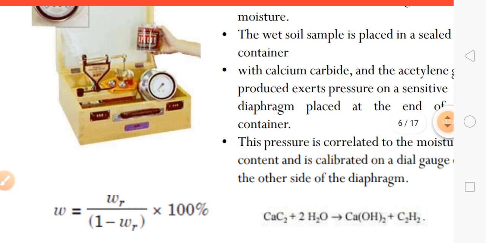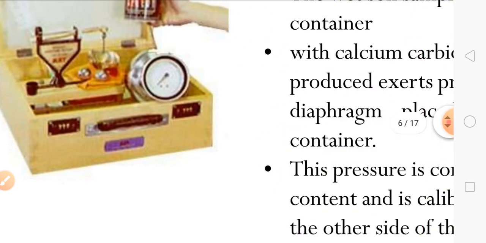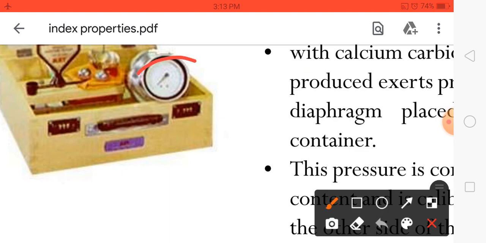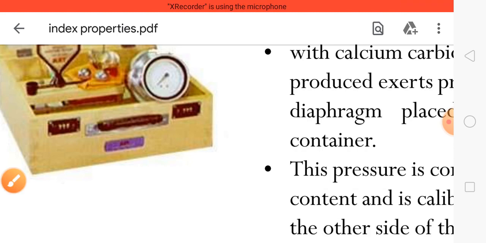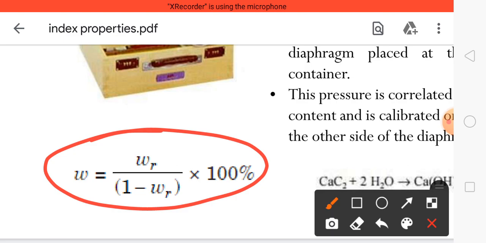In this method we are mixing the wet soil with calcium carbide. The water present in the soil sample will react with calcium carbide and acetylene gas is produced, and this gas will create some pressure on the sensitive diaphragm fixed in the airtight container, due to which we will get some reading on this dial gauge. Clear? And this water content is based on wet weight of soil, therefore we again use this formula to determine the water content based on dry weight of soil.